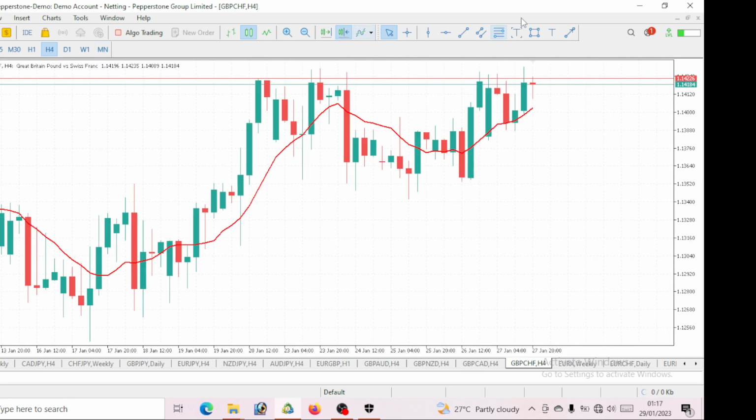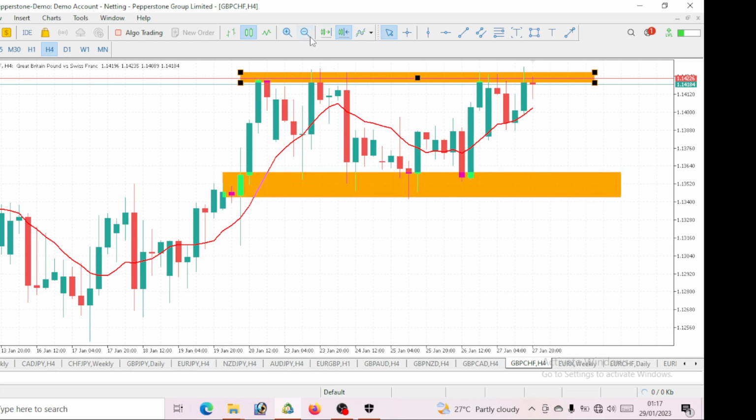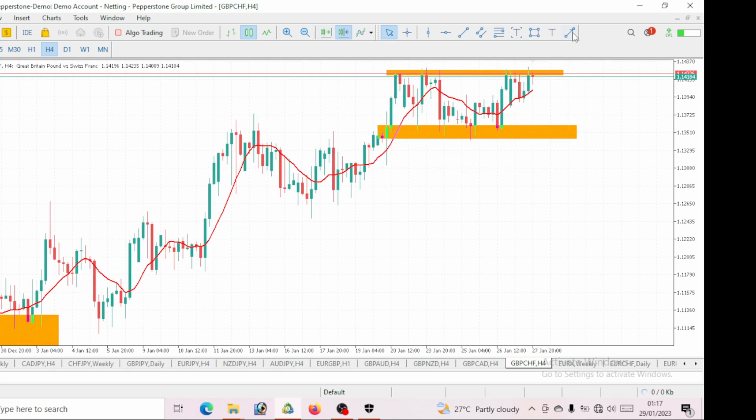Now to the 4-hour time frame. Well, there's a bit of rejection at this top, right? So now let's watch out for price to actually break out of this level on GBP Swiss franc. So this is what I have for you on GBP for this week.